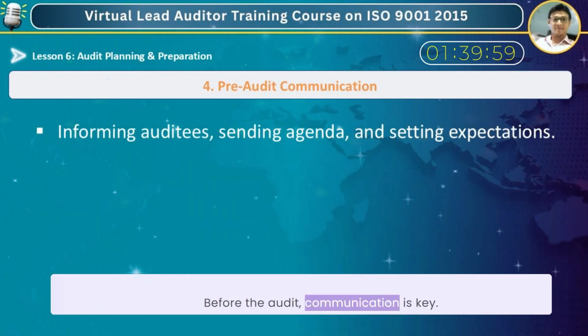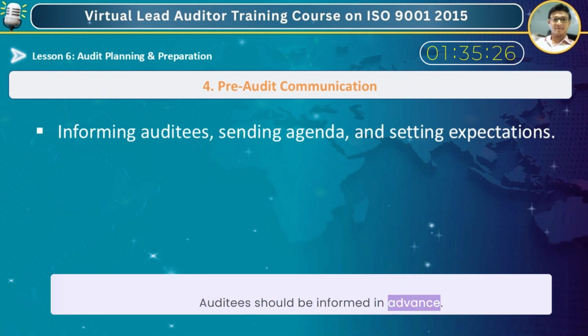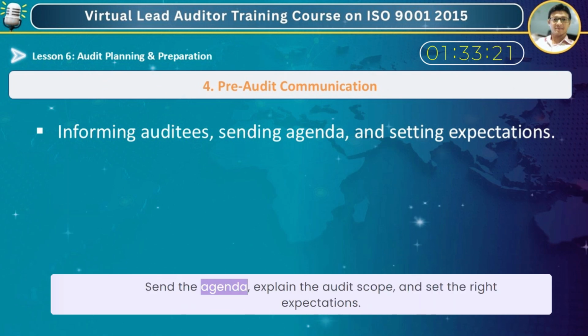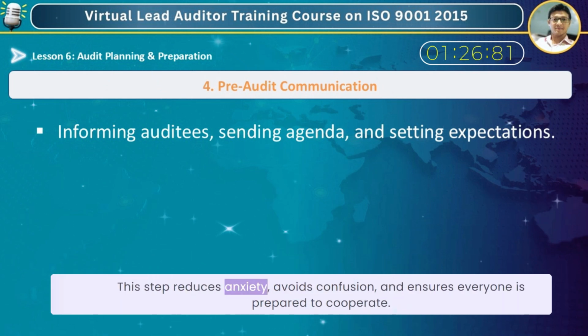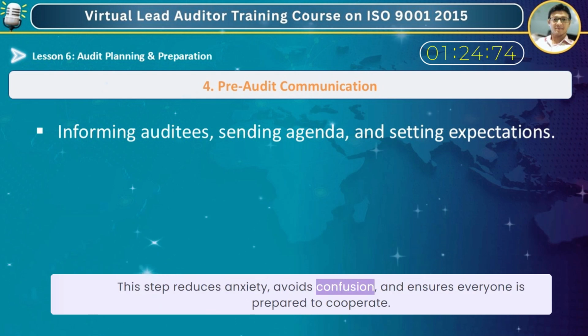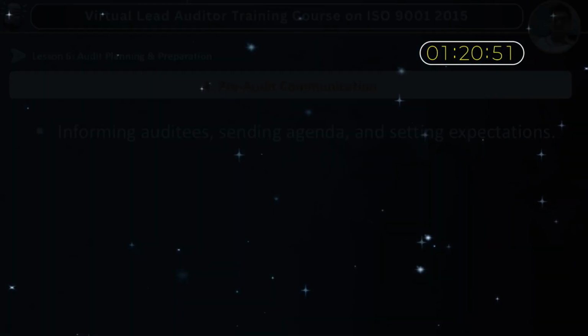Before the audit, communication is key. Auditees should be informed in advance. Send the agenda, explain the audit scope, and set the right expectations. This step reduces anxiety, avoids confusion, and ensures everyone is prepared to cooperate.